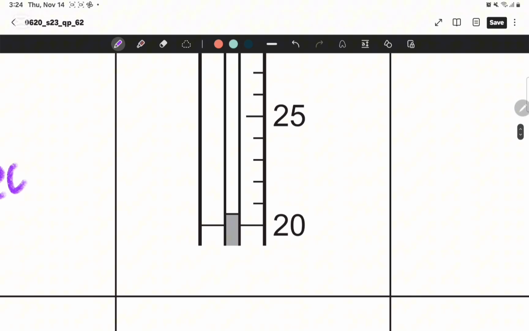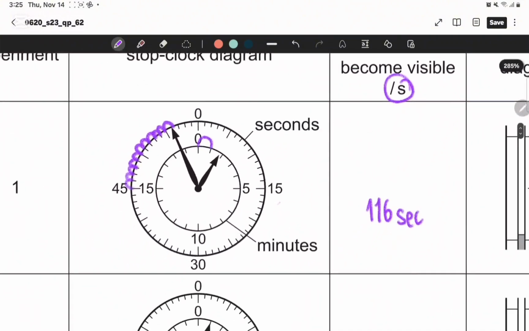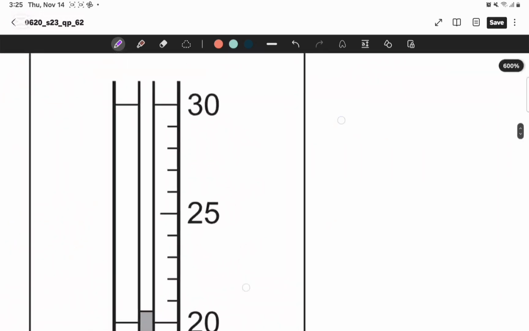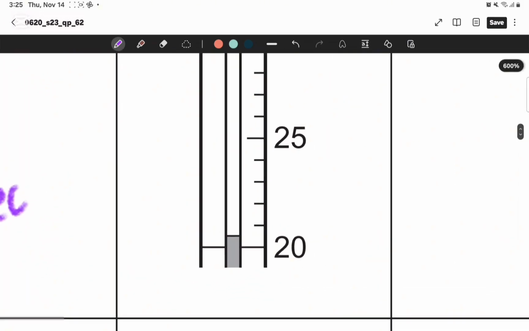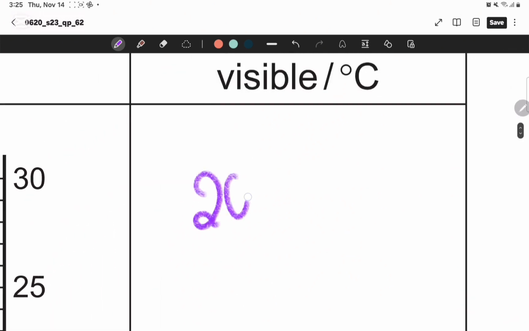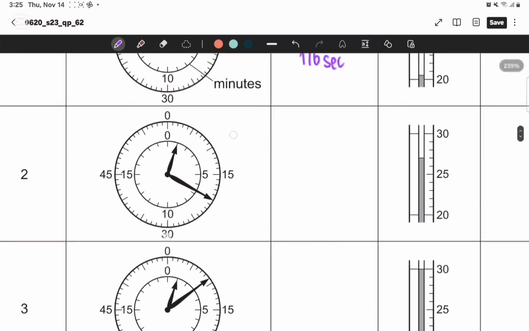Here it's 20 and a half. Look, in the stop clock diagrams we're going to round it, but here we're being more specific. In temperature, we're more specific. So here it's 20 and a half, so 20.5 degrees Celsius. Okay? Now let's scroll down.